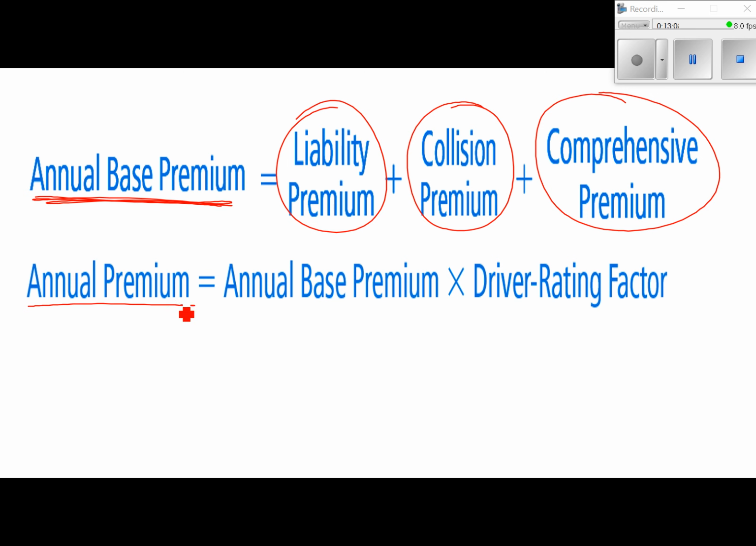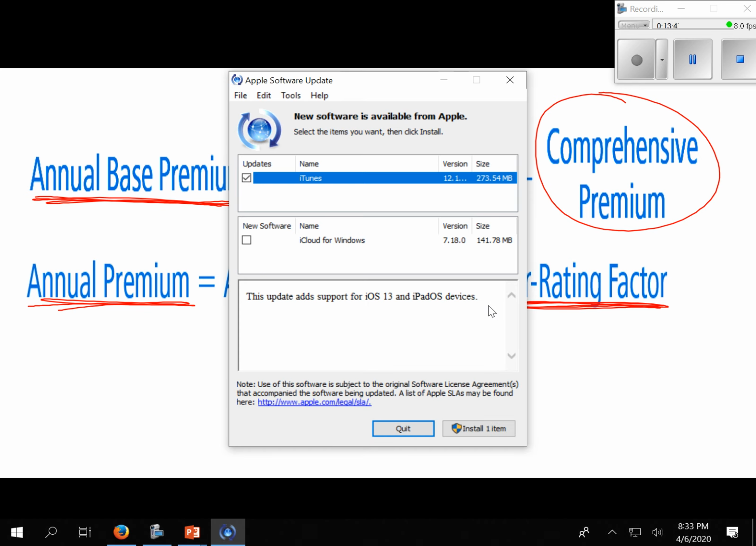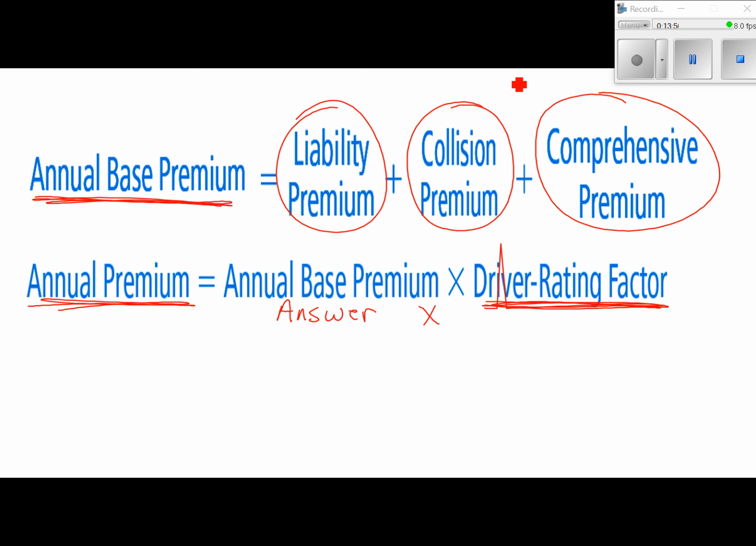The annual premium, you take that answer, the answer from that first formula, your annual base premium, and you multiply it by your driver rating factor. And the insurance company figures out what your driver rating factor is according to your age, how many moving violations or speeding tickets or anything that you have, maybe by how many accidents you've had, so on and so on. And so you multiply by that number.